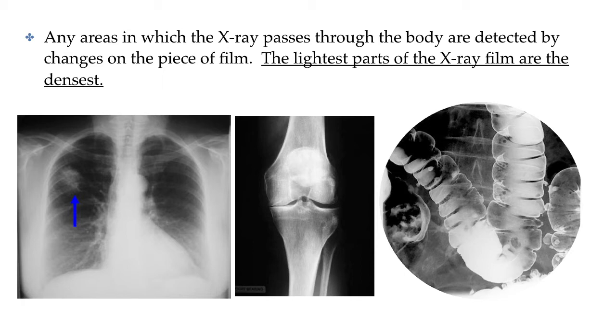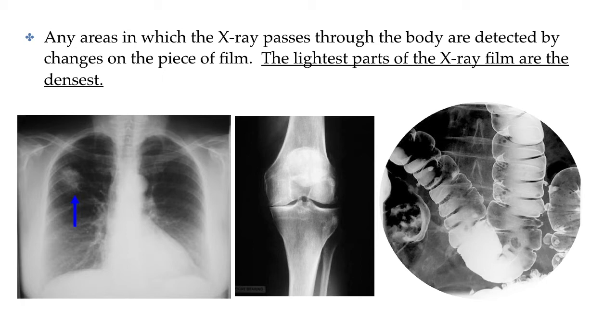And so they were able to change and react with a piece of film right behind it, and it turned that piece of film black. So wherever the X-rays pass through your body parts, it turns that part black on the piece of film. And wherever the X-rays did not pass through, it remained white.